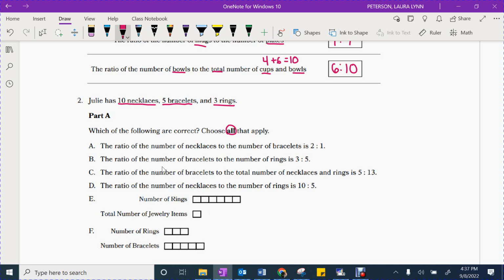Part A says the ratio of the number of necklaces, so the number of necklaces is 10, to the number of bracelets, which is 5. And they're saying in this problem it should be 2 to 1. So this is an example of, are these equivalent? Well, to prove if these 2 ratios are equivalent, I have to prove if I can multiply by the same number. I like to tell the students, start with your small number, get to your big number. So I'm going to try to prove that I have to multiply both parts of my ratio by the same thing. So 1 times something is 5.